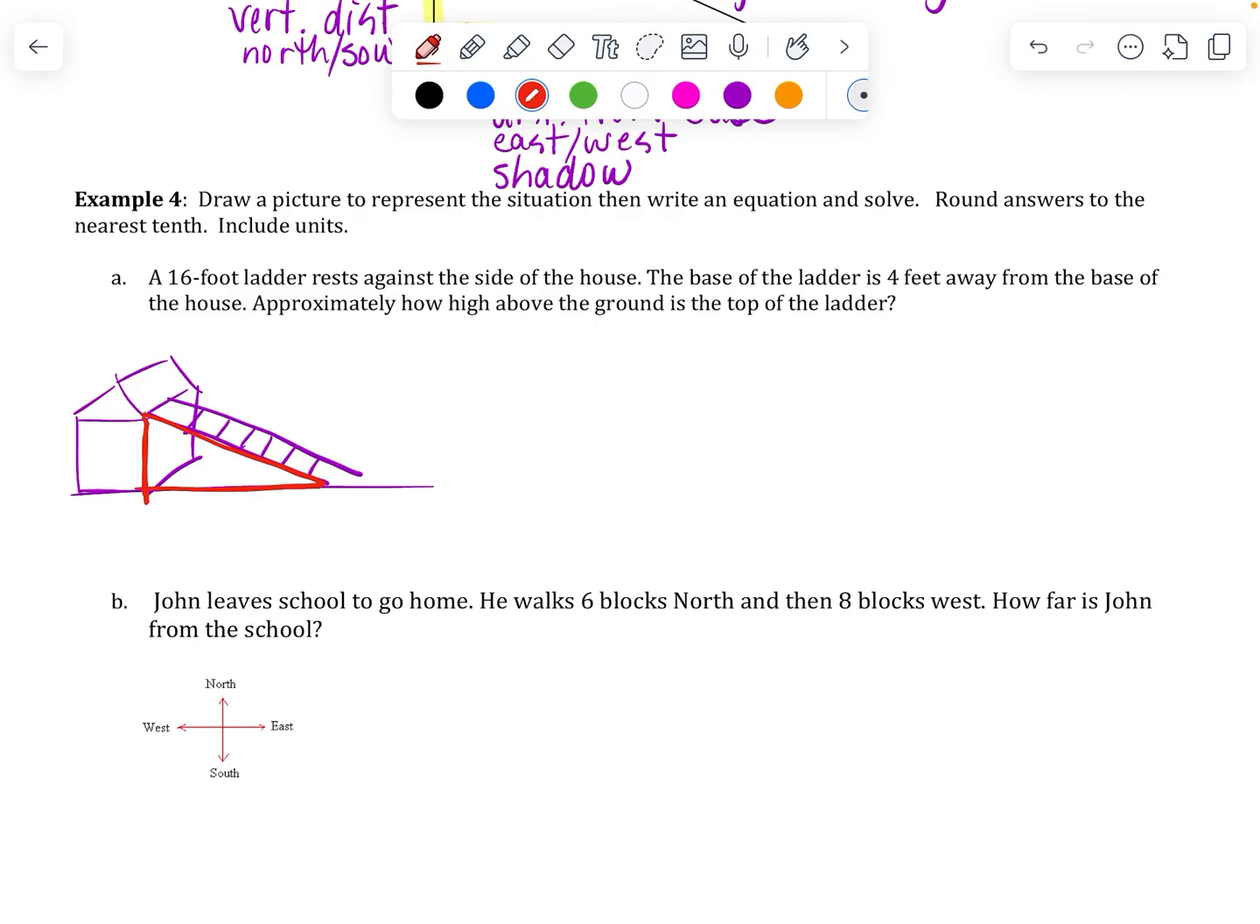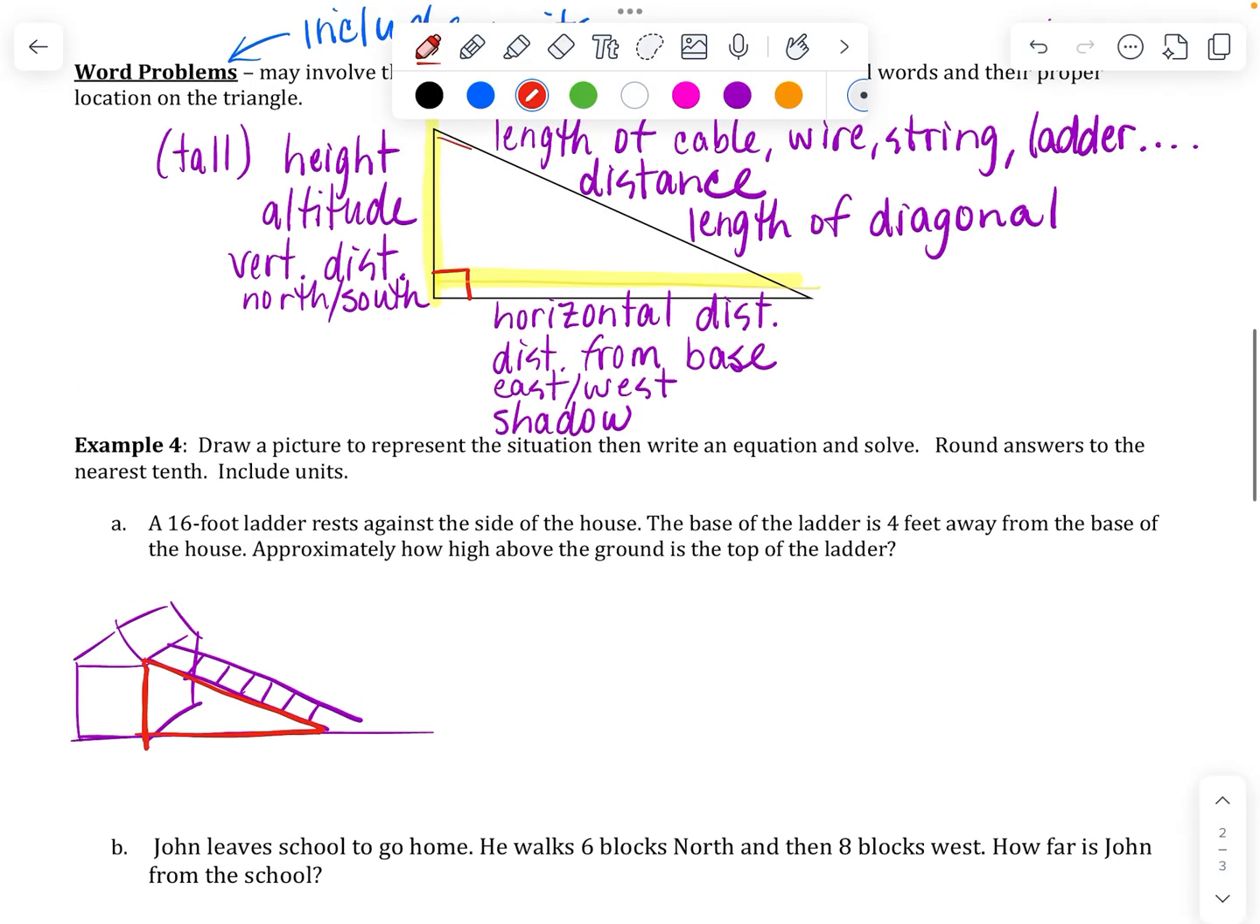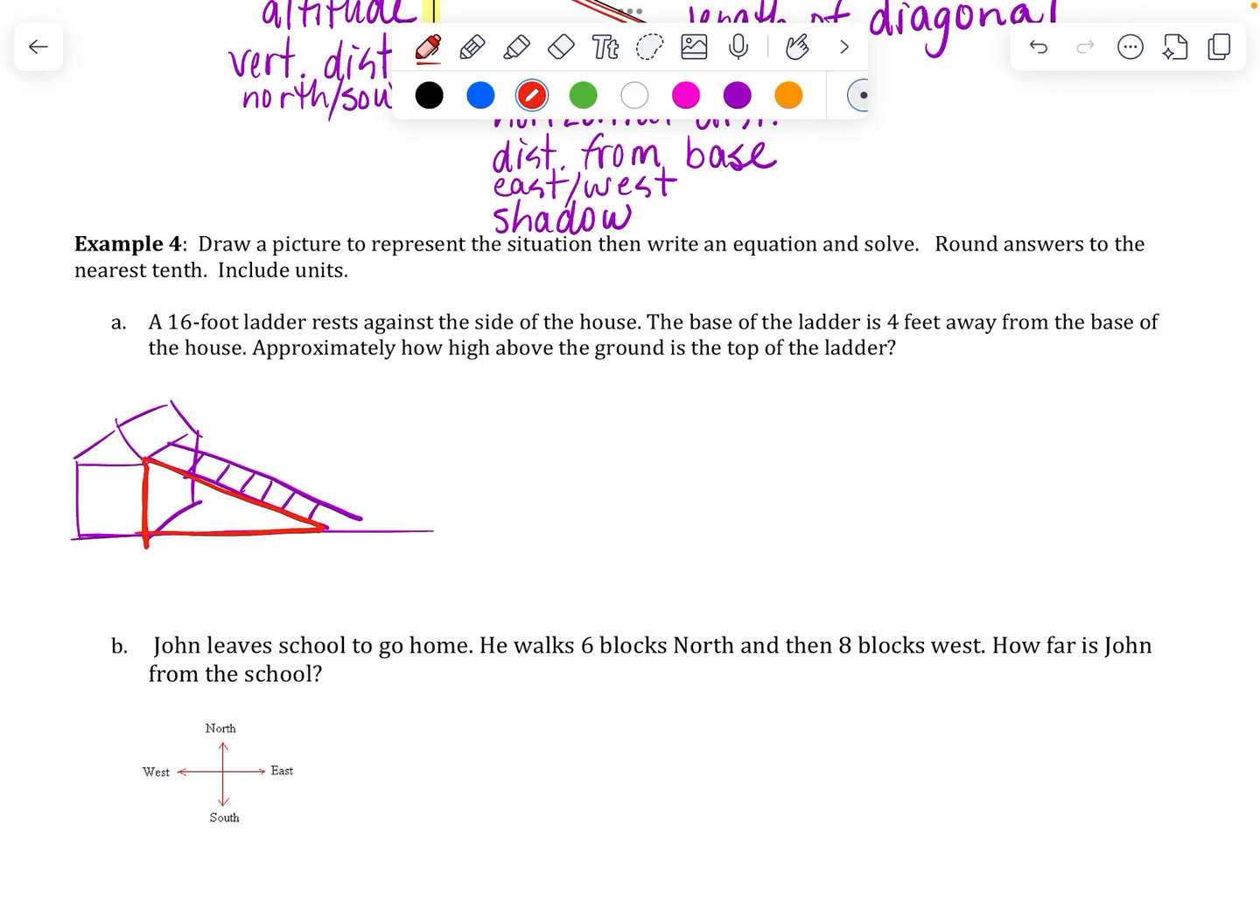So it says the ladder is 16 feet. So remember up above, I said the ladder is always the hypotenuse. So the ladder should be this hypotenuse right here that is in red. So that should be your 16 feet. The base of the ladder is 4 feet away from the base of the house. So that's that distance from base, that kind of wording. That should be your horizontal leg. So 4 feet should be on your horizontal leg.